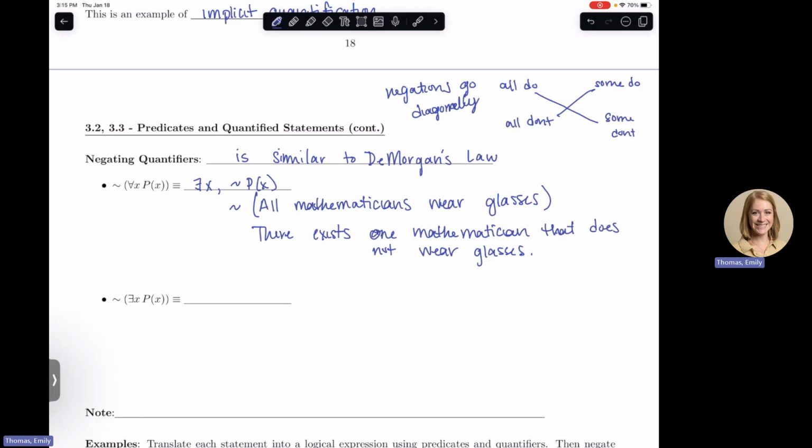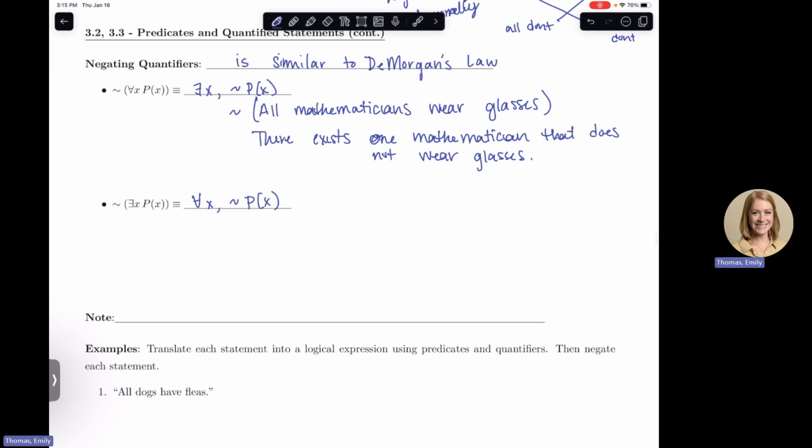Okay, and then similarly for the existential one, the negation of there exists becomes a for all statement and then not P of X. So the example I have written down is that there is a triangle T where the sum of angles is 200 degrees.